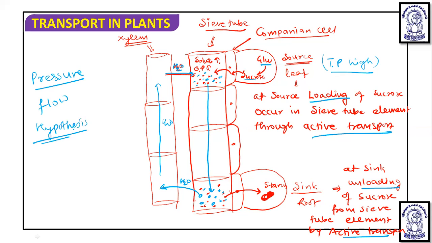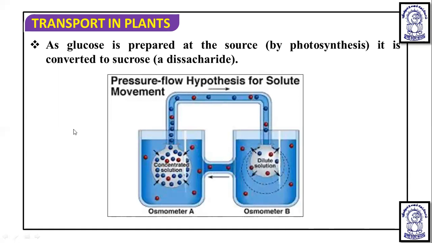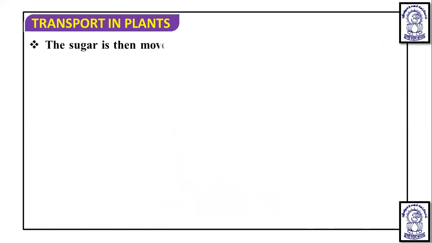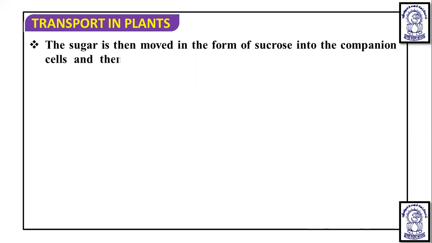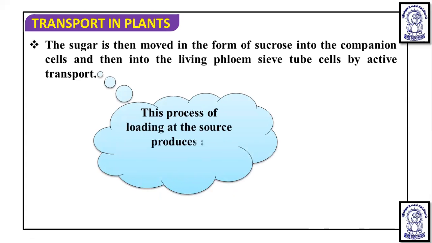Okay. Now to understand in more detail. As we have understood, glucose is prepared at the source by photosynthesis, that is converted to sucrose, that is a disaccharide. Then the sugar is moved in the form of sucrose into the companion cells, and then into the living phloem sieve tube cells or sieve tube elements by active transport. So the loading is by active transport in the sieve tube. This process is known as loading at the source, which produces a hypertonic condition in the phloem. Obviously, in the phloem, the sucrose is getting accumulated. So at that point, the hypertonic condition is established.